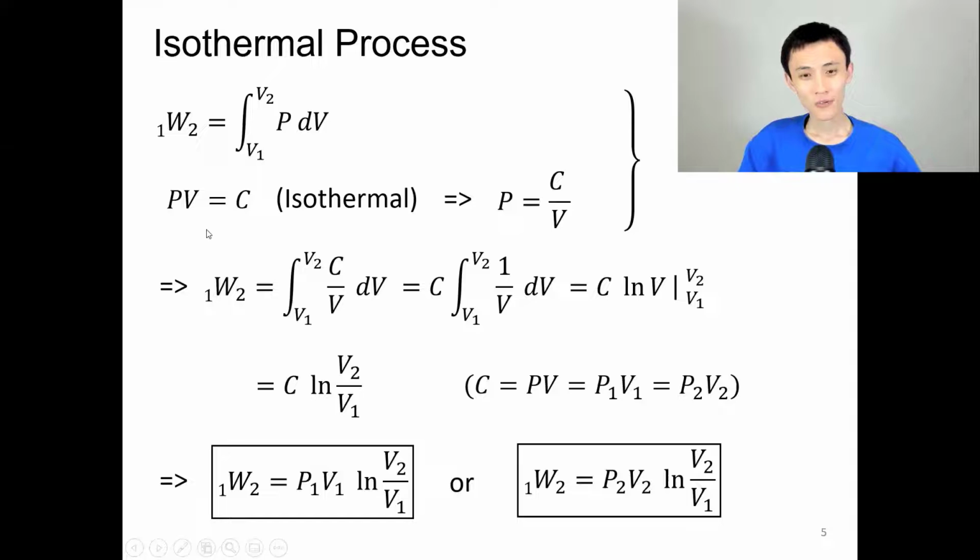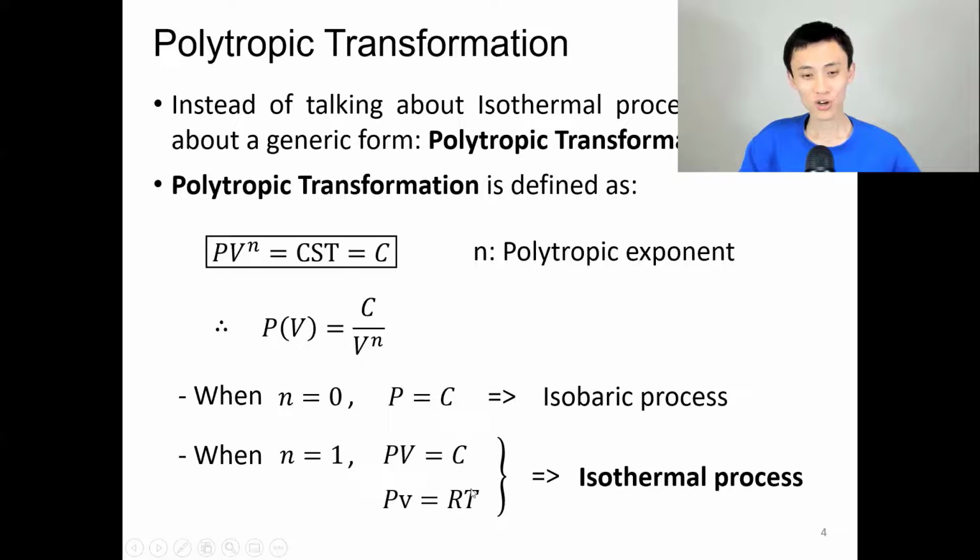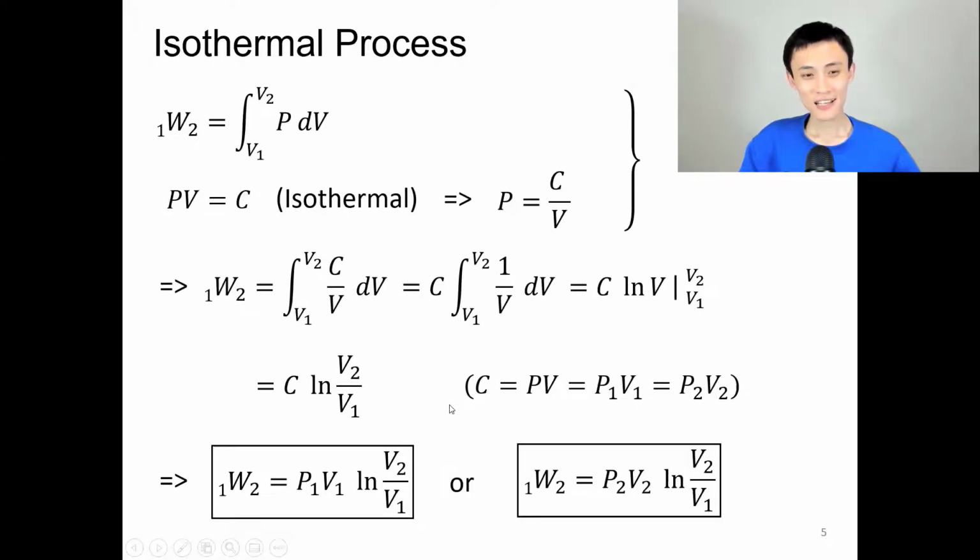Keep in mind for isothermal process, PV equals a constant because PV equals RT, so RT is a constant. For this expression here, we could replace C with either P1V1 or P2V2. So it turns out for isothermal processes, the work done could be either P1V1 times natural log V2 over V1 or P2V2 natural log V2 over V1. So this is for isothermal process.